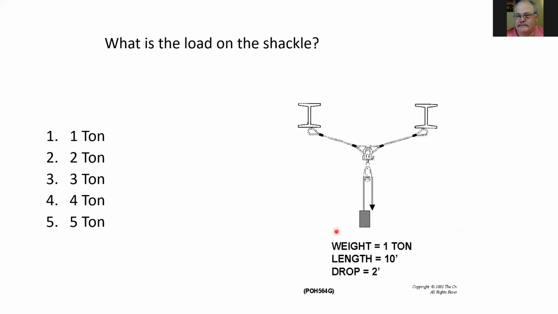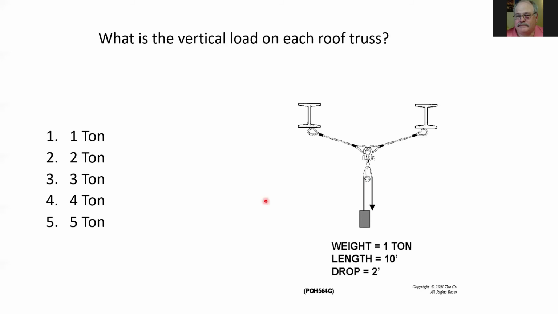Well, the correct answer is 2 tons of force on that shackle. You've got 1 ton here and 1 ton here, total of 2 ton on the shackle. Next question is, what's the vertical share of the load on this roof truss? What vertical load is on here? What vertical load is on here?